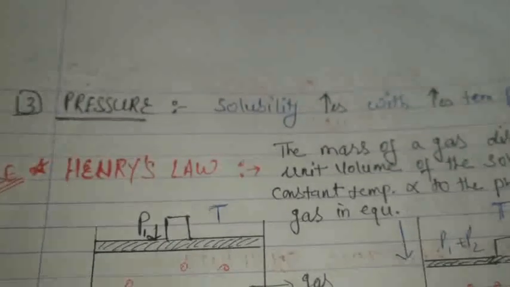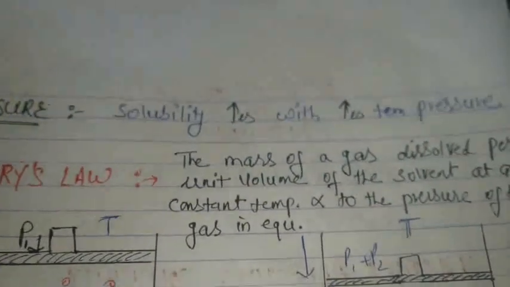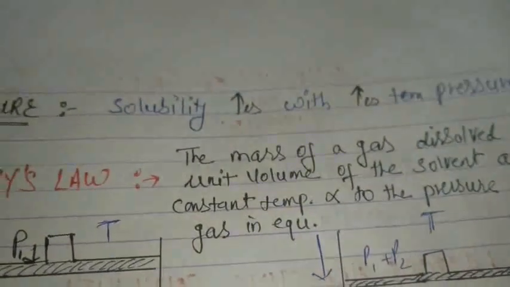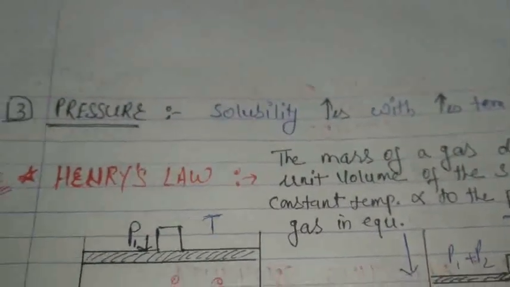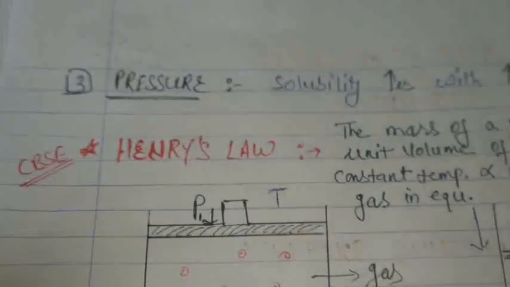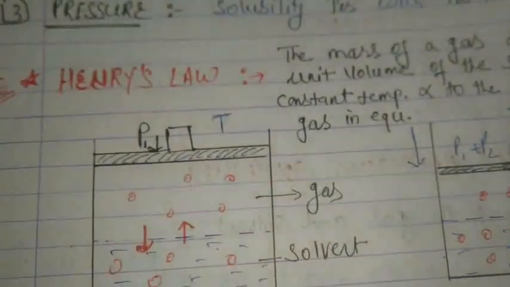Our next factor is pressure. Pressure is directly proportional to the solubility. Solubility increases with increase in pressure, and it also follows Le Chatelier's principle. This effect of pressure is explained by Henry, and he gave Henry's law.